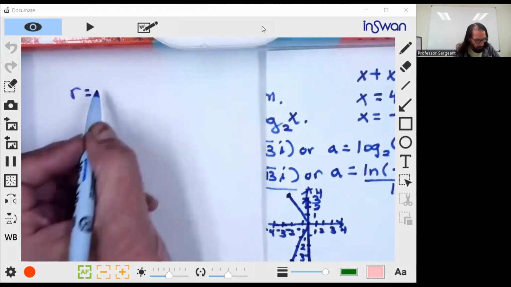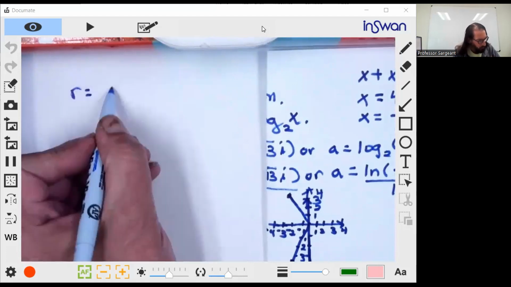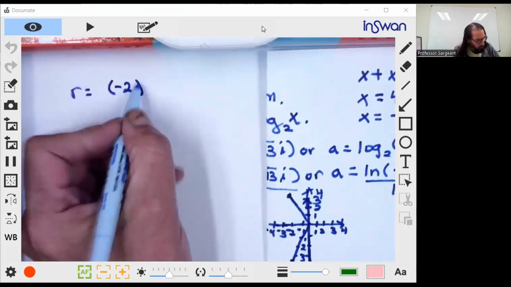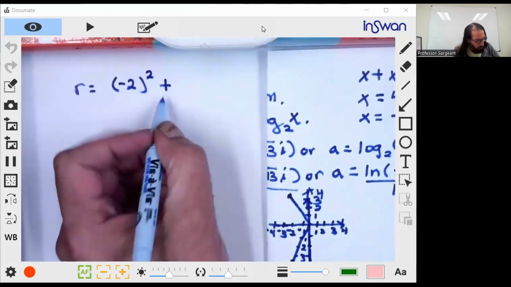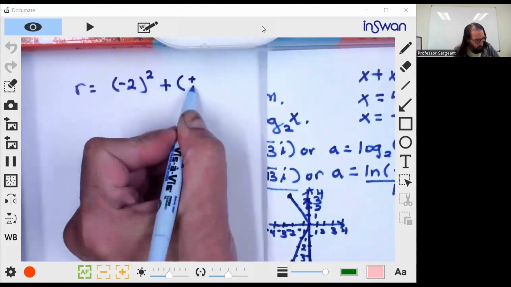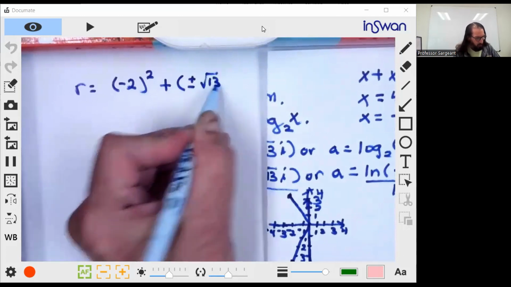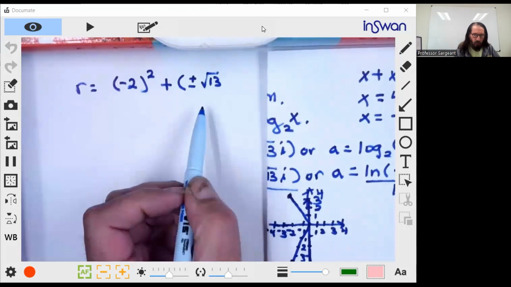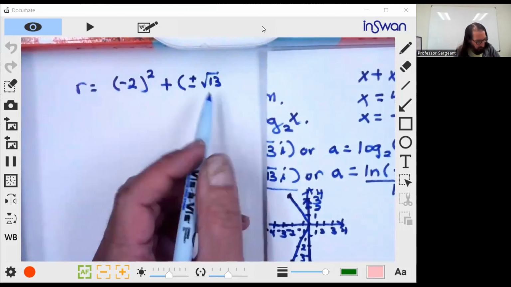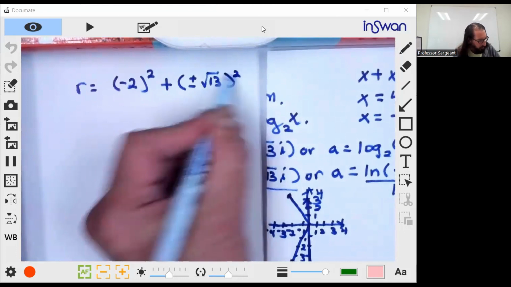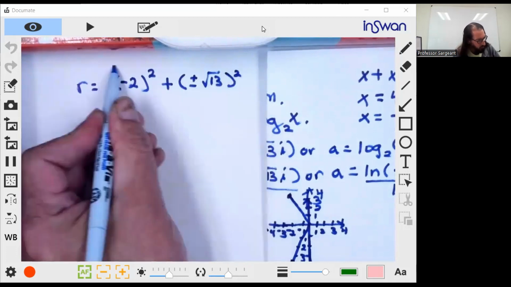We had -2 in the real direction, square that, plus, now it was either plus or minus square root of 13. We're only talking about how far along the imaginary axis. We don't include the i in this. Square that as well, and take the square root.